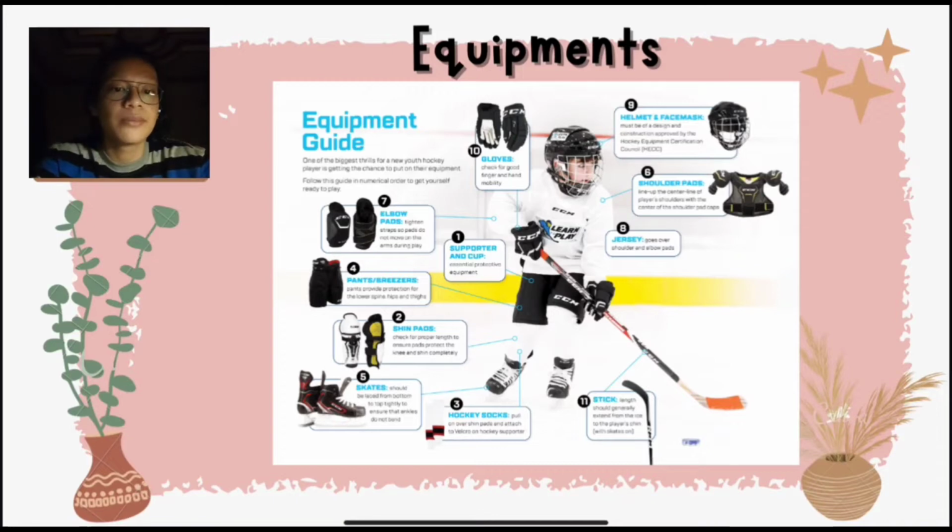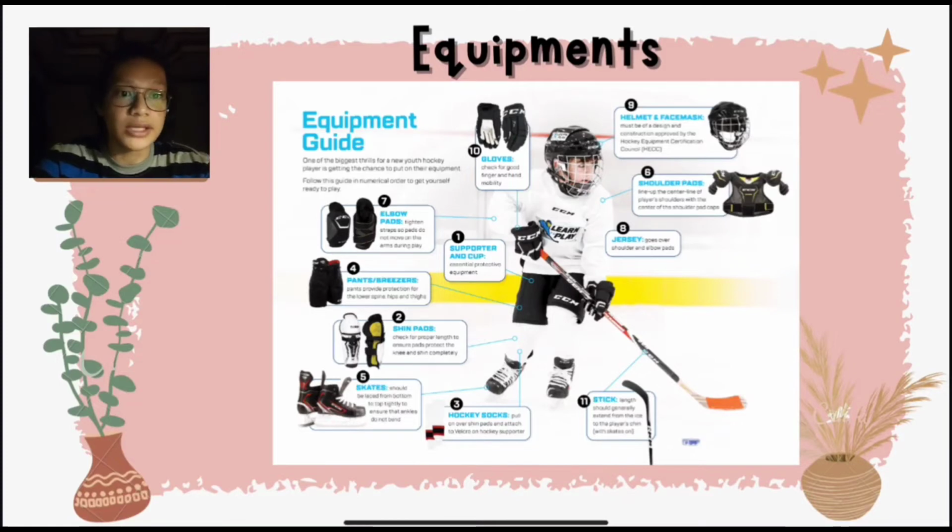Number 4. Pants or breezers. The pants or breezers provide protection for the lower spine, hips, and thighs. Number 5. The skates. Skates are a very fundamental, a very important equipment in ice hockey. They should be laced from bottom to top tightly to ensure that the ankles do not bend.